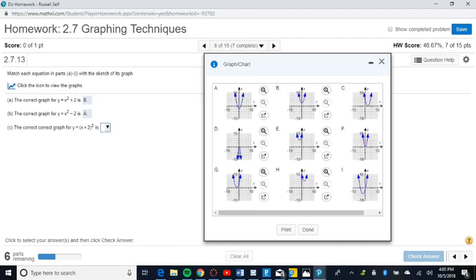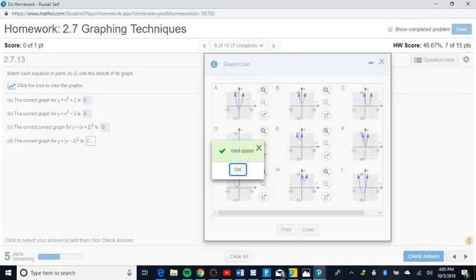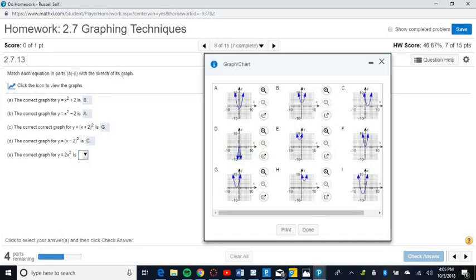x plus 2 squared, so that means, get that way, it's negative 2, so that means to the left 2. So it's still staying on that line, so we didn't go up or down any, we just went to the left 2, so that looks like G to me. Okay, there you go. The correct graph for y equals x minus 2 squared, so this time we're going to the right 2. So that looks like C. You can make these bigger if you want to look at the actual numbers, but they're pretty predictable.